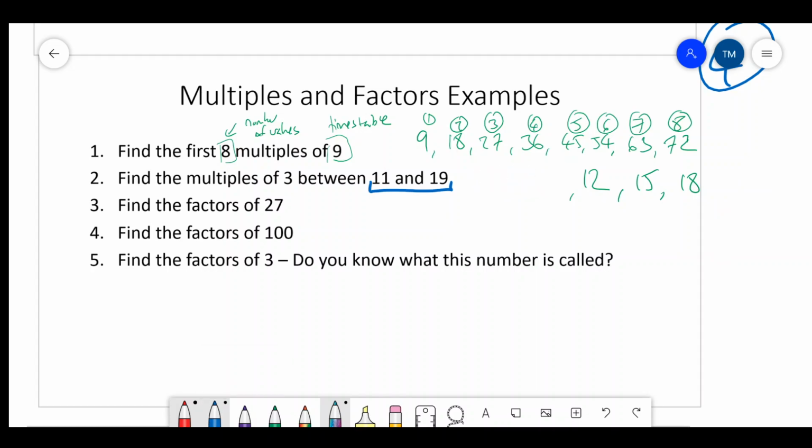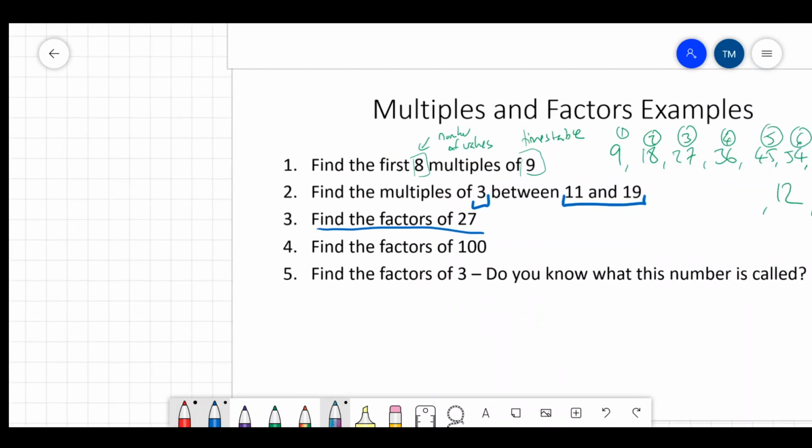It's looking for the 3 times tables, so find the multiples of 3 between a particular range. So we just look at any of the values that can be divided by 3, always in our 3 times table. And that is it for question 2. Number 3 is find the factors of 27.